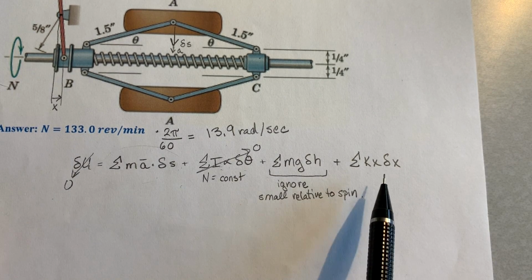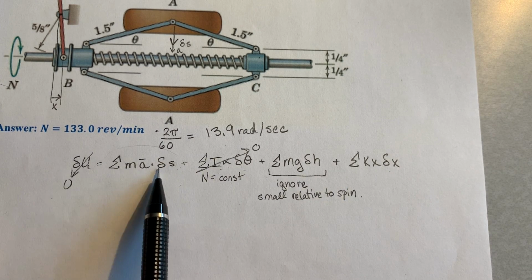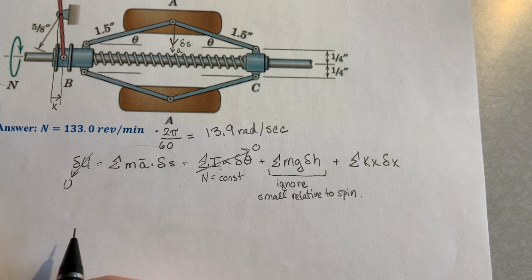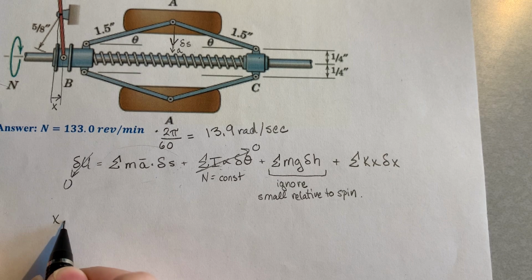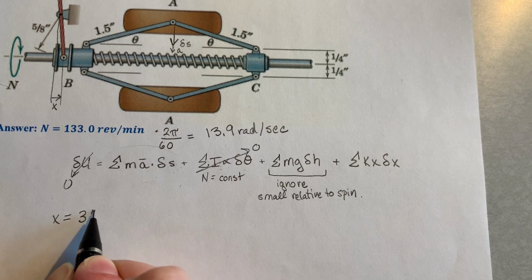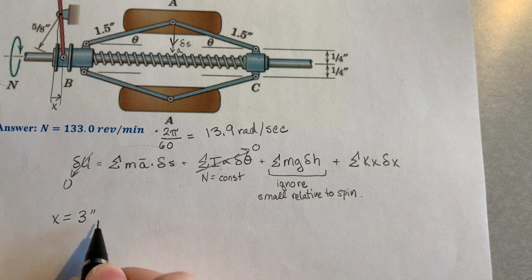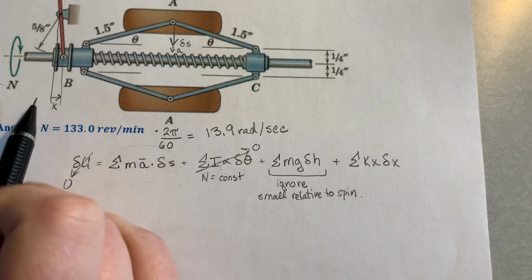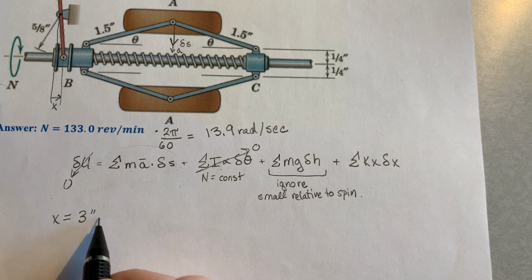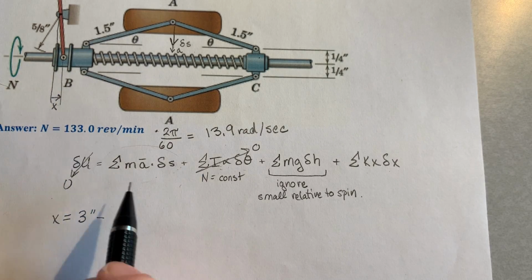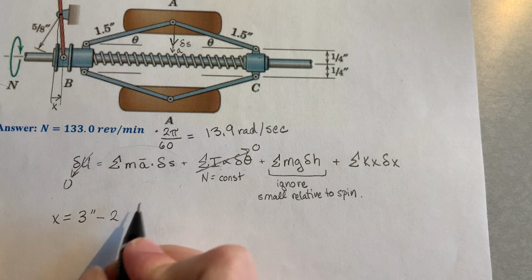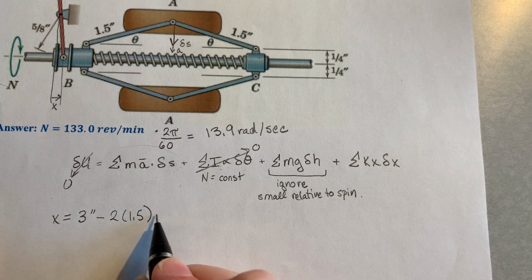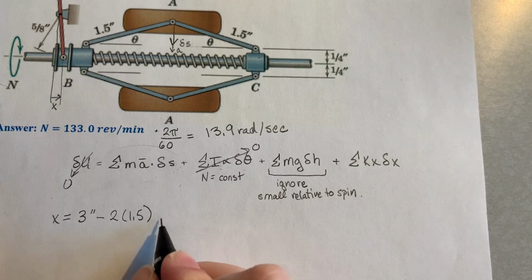Now we need to relate these virtual changes in x and virtual changes in s with some other variable that we care about, and let's pick theta for this. So we can say x is equal to 3 inches, the unstretched length, minus whatever this is doing to that. So that would be 2 times 1.5 times the component here, which is cosine of theta.